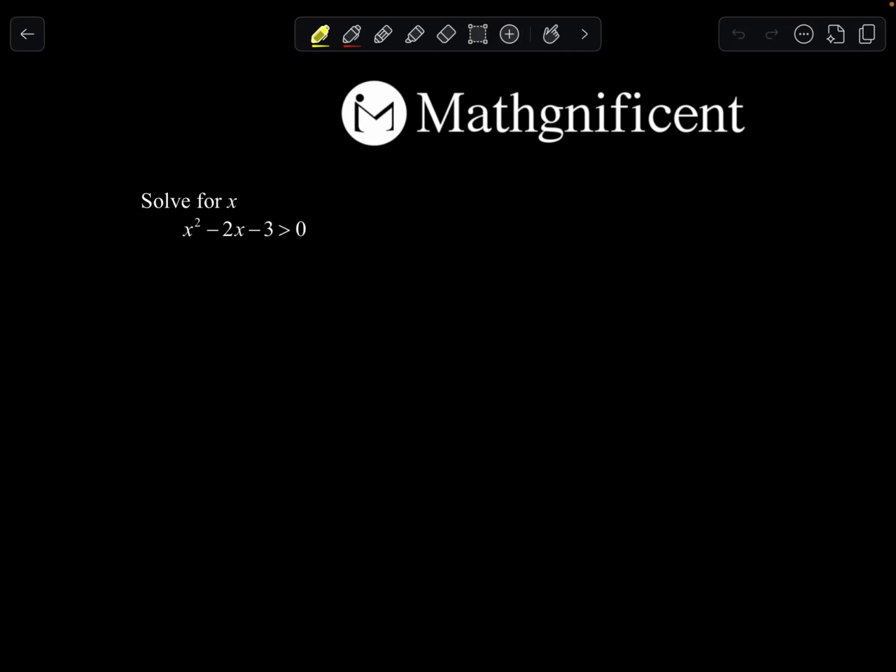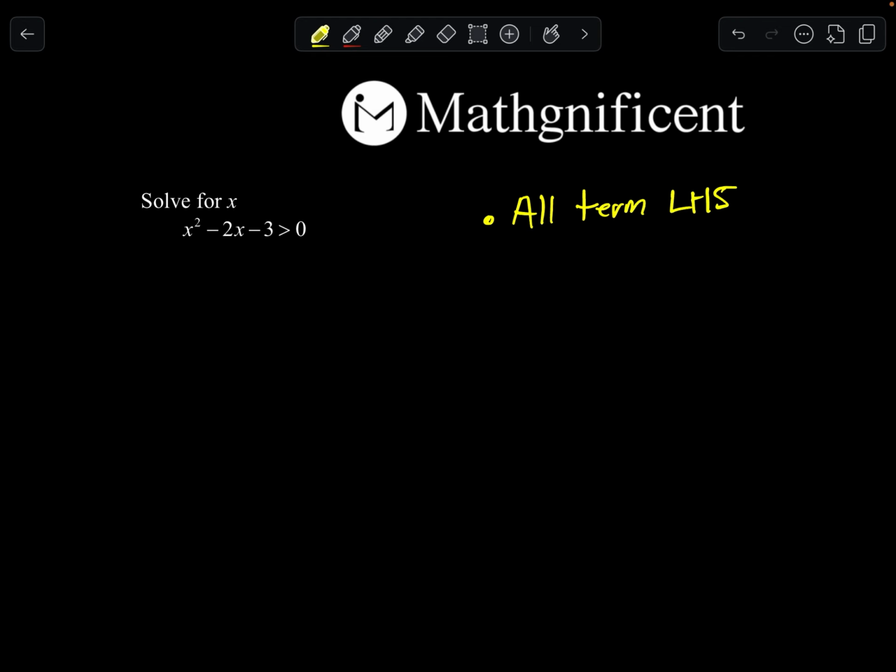Alright, so now we have this question that says solve for x. So we are working with a quadratic inequality. Remember, there are steps that we have to look for when working with a quadratic inequality. The very first one is to make sure that we move all the terms to one side of the equation, or you can just say that you move all the terms to the left hand side.